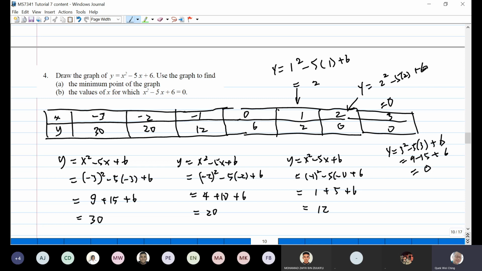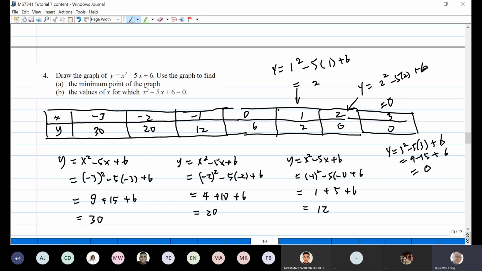So at least for a pattern, this is the smallest value. With x equal to 4, 16 minus 20 is minus 4. Okay, fine. So more or less, I have actually 1, 2, 3, 4, 5, 6, 7 points. Let's try to draw a graph.